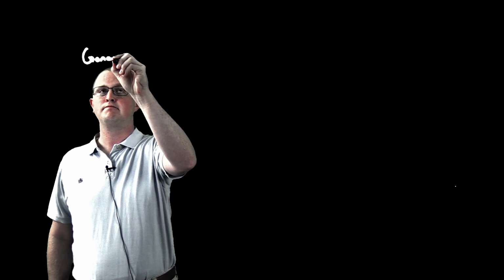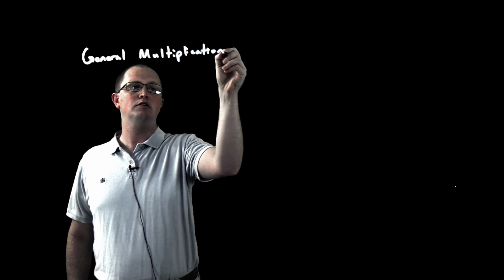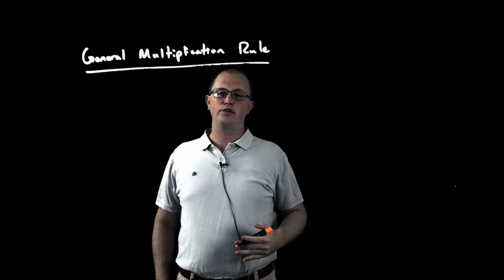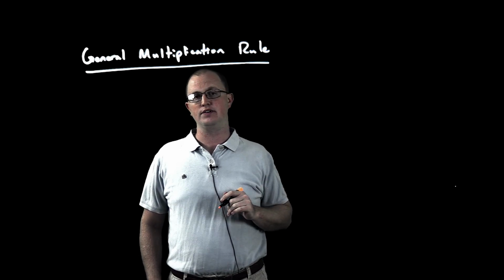So today we want to ask, what happens when we don't have events that are independent, or we don't have events that are mutually exclusive, but we want to calculate these probabilities of combined events? So the first one is called the general multiplication rule. And the general multiplication rule is used whenever you want to calculate the probability of A and B, and you don't know whether the events are independent or not.